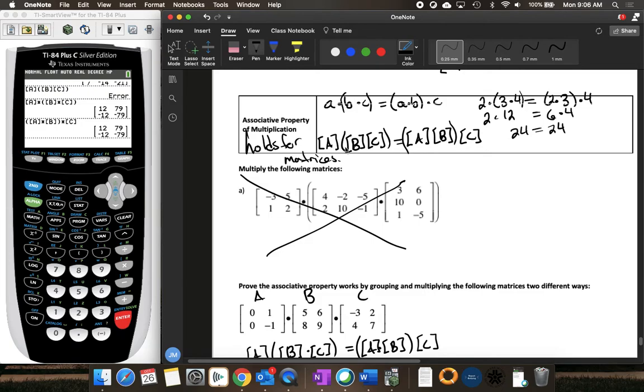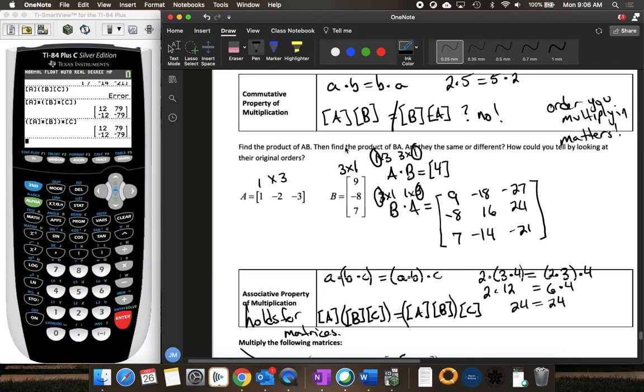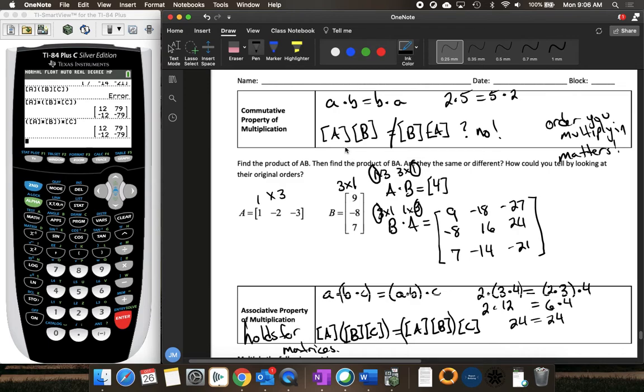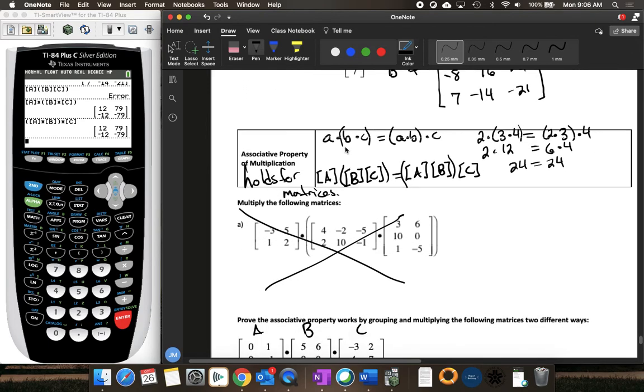However, the big takeaway from this today, guys, that I want you to have is that the commutative property does not hold. So the order that you multiply in does matter. The order that you group the multiplication in does not.